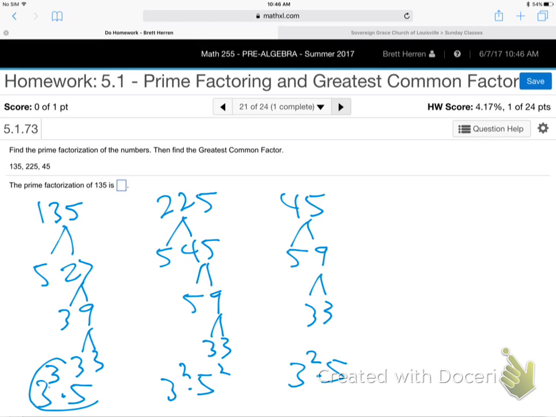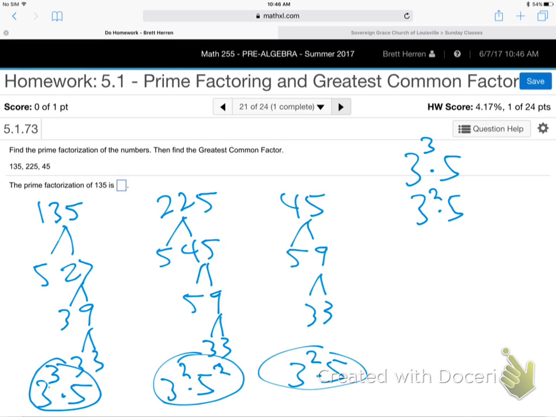So we get this one, this one, this one. We good? So let's put them together. So let's see, we've got 3 cubed times 5, 3 squared times 5 squared, and 3 squared times 5. All right, what do they have in common?